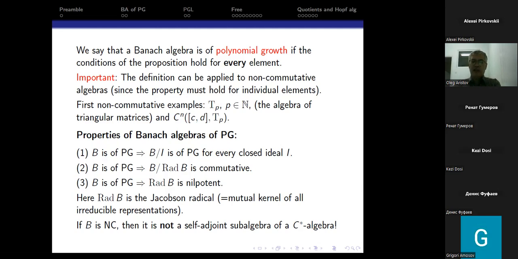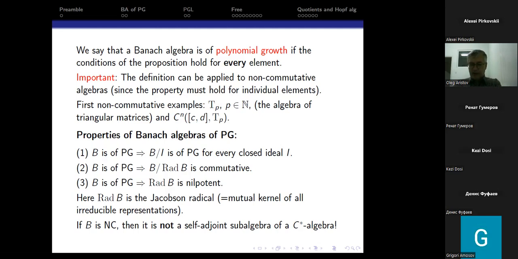And the first non-commutative examples are the algebra of triangular matrices, with real entries of course, and the algebra of C^n with values in T_p, with values in triangular matrices. And these are the main properties of Banach algebras of polynomial growth.